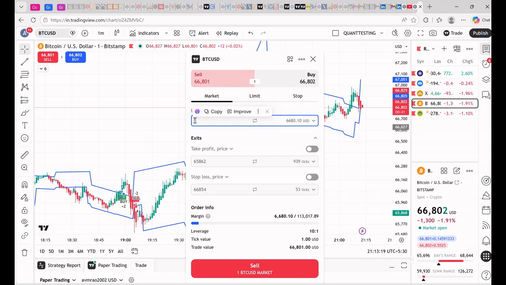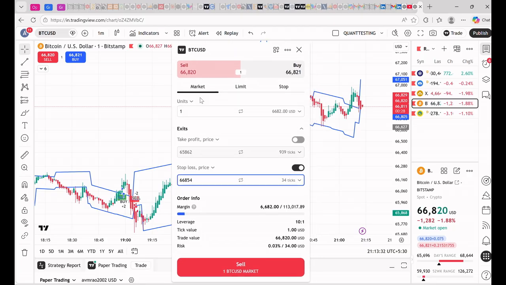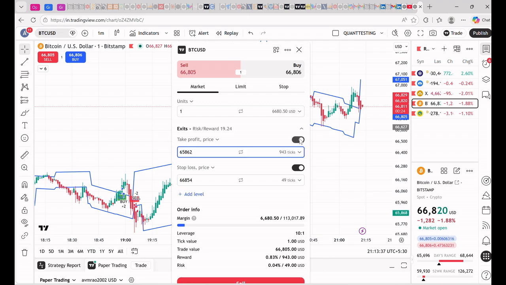Next, define your stop loss. Stop loss is the level at which your trade will automatically exit if the market moves against you. This is important to control risk. Then define your take profit. Take profit is the level at which your trade will exit when your target is achieved. This ensures that profits are captured systematically. Once these values are set, you can place the trade using a market order. A market order means the trade is executed immediately at the current market price.